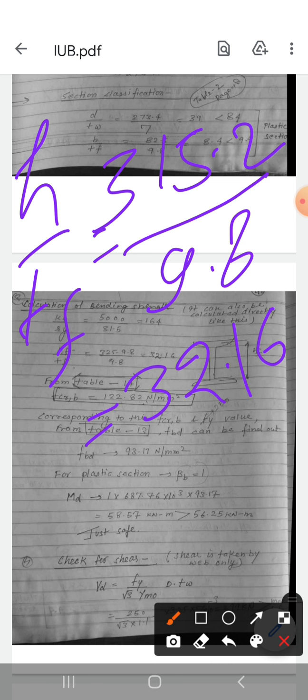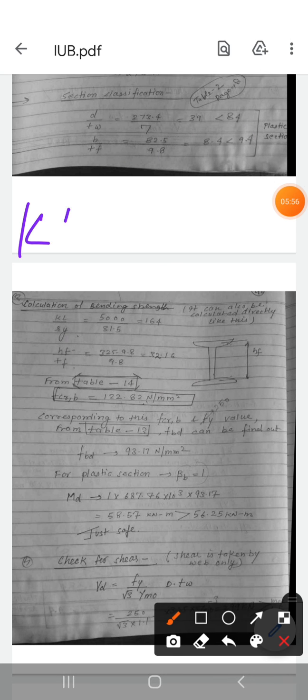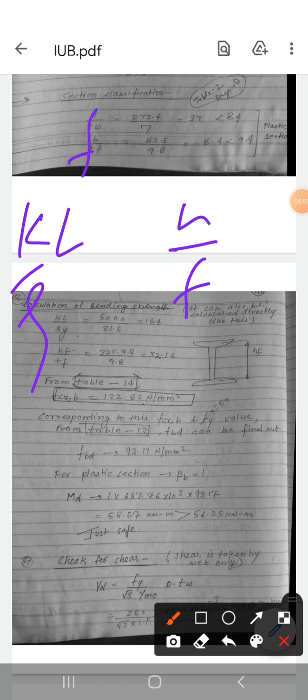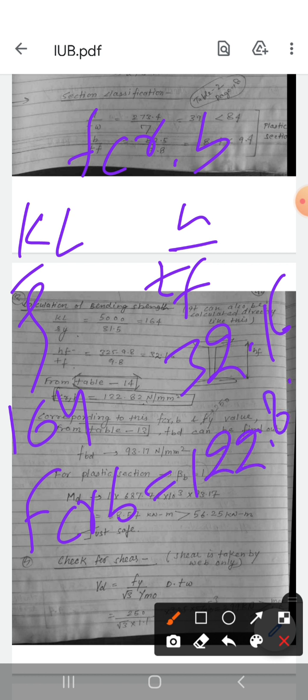So on one side it will be KL upon r, on the other side h upon tf, and inside the table fcr,b. So this is the layout of table number 14. By knowing KL upon r as 164 and h upon tf as 32.16, we can find fcr,b, and I have calculated this as 122.82. This will be the fcr,b value.